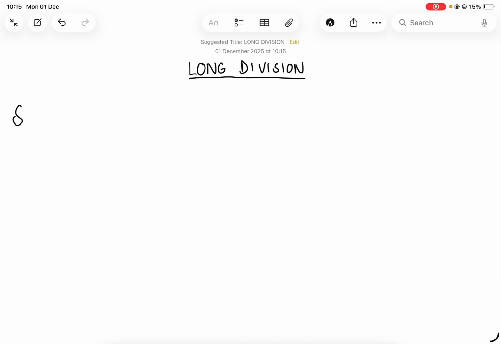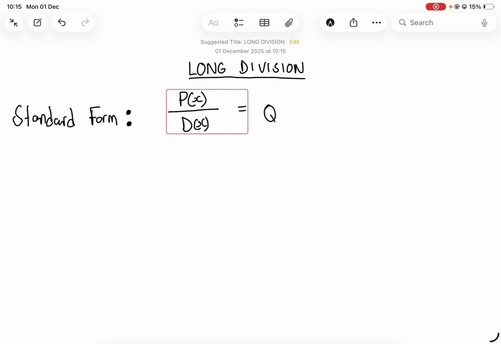the standard form is this one. So, as I had said that we're dealing with equations, which means it's functions. So let's say maybe you're given p of x over d of x, and they ask you to evaluate such. So the solution of such will be equal to q of x plus r of x over d of x.